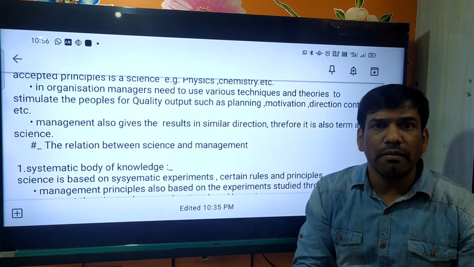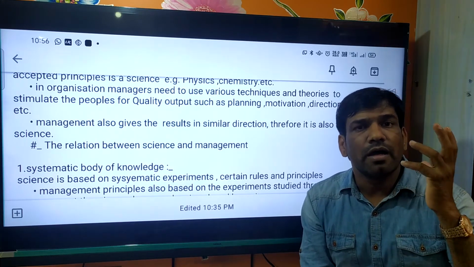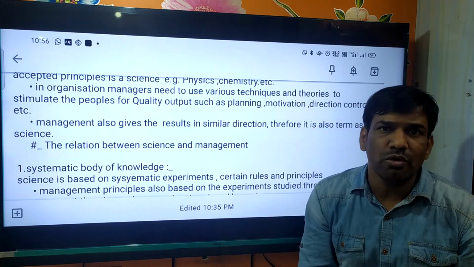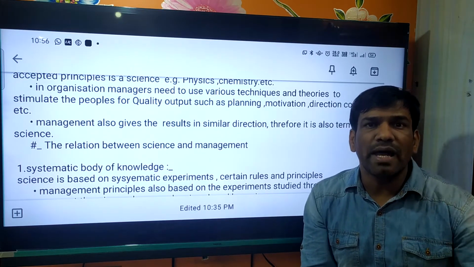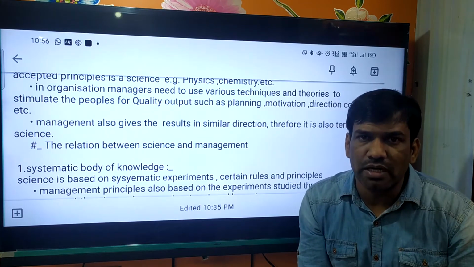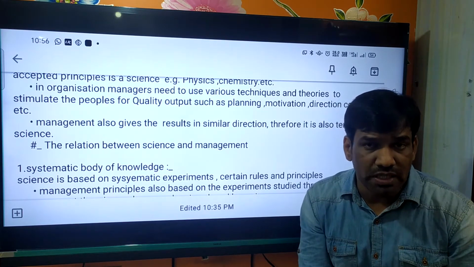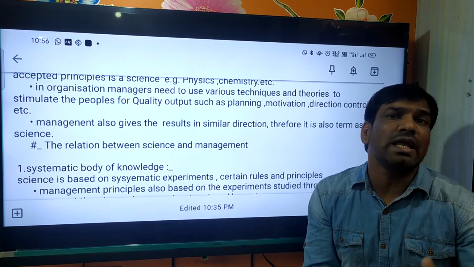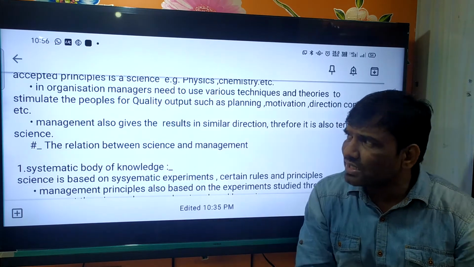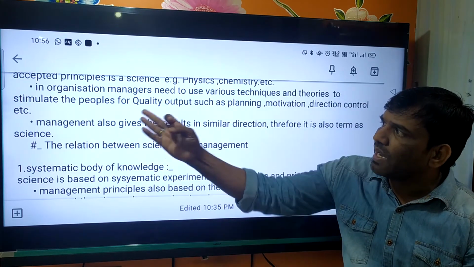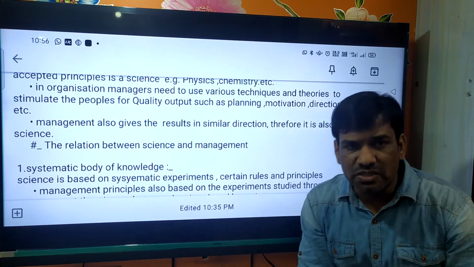In science, we make some formulas like H2O. मतलब हाइड्रोजन के दो मोलिक्यूल लिए, ऑक्सीजन का एक मोलिक्यूल लिया, so you will get the result as water. Like that, when we apply the management principles, you will also get a definite result. Like division of work leads to specialization. Authority, responsibility: when you keep the balance between authority and responsibility, you get good results from your subordinates. You will find that in organizations. So management also gives results in a similar direction. Therefore, it is termed as a science.